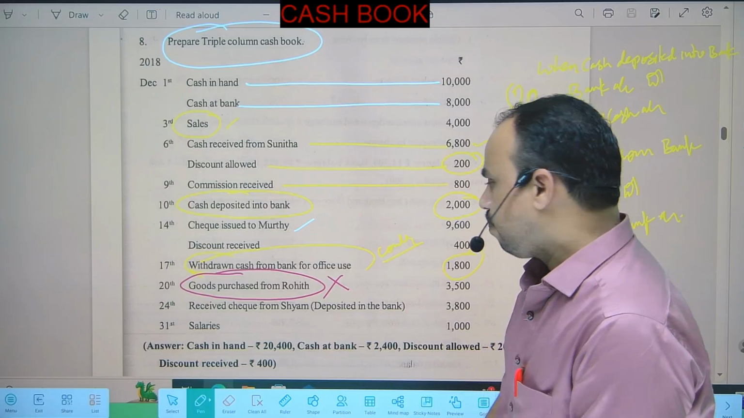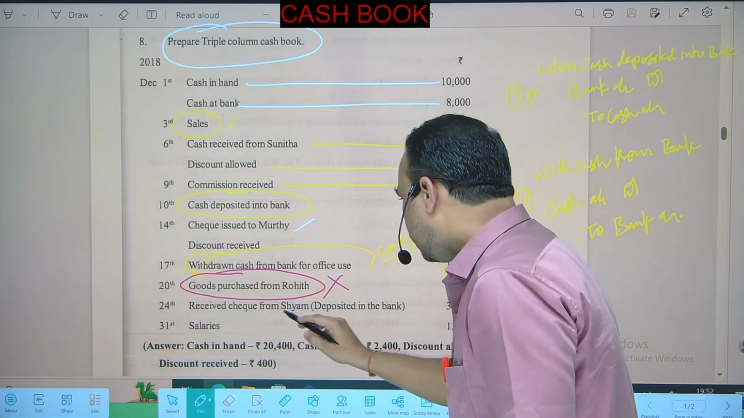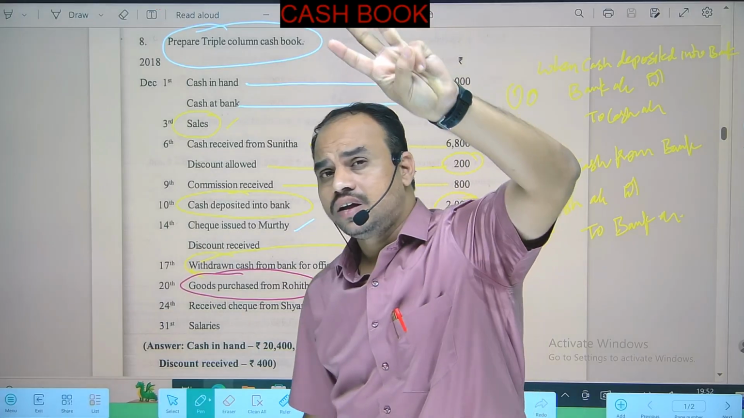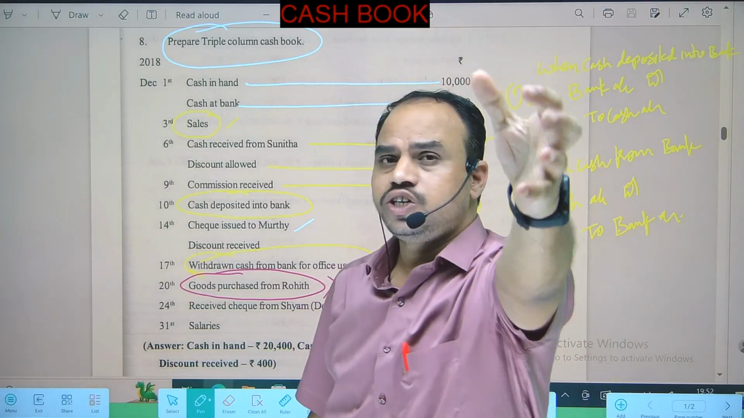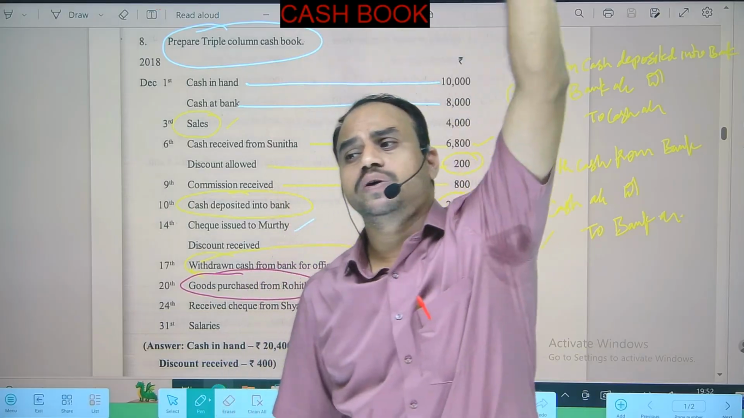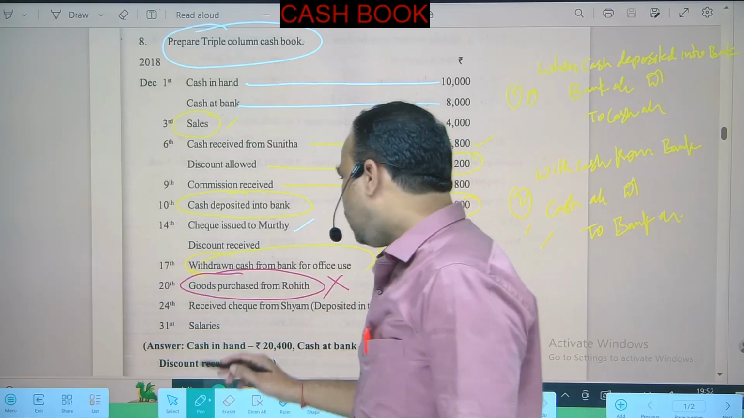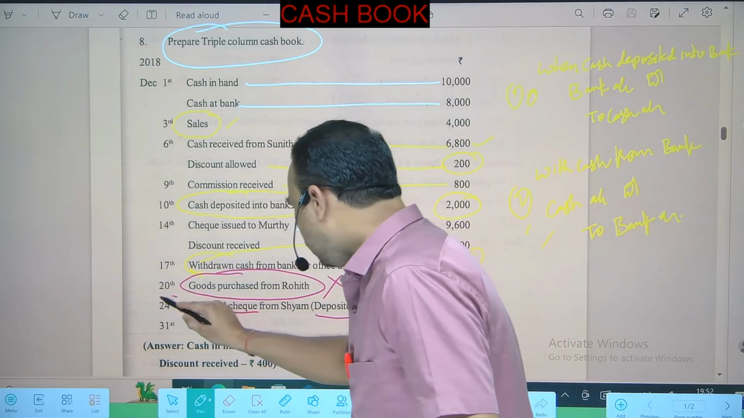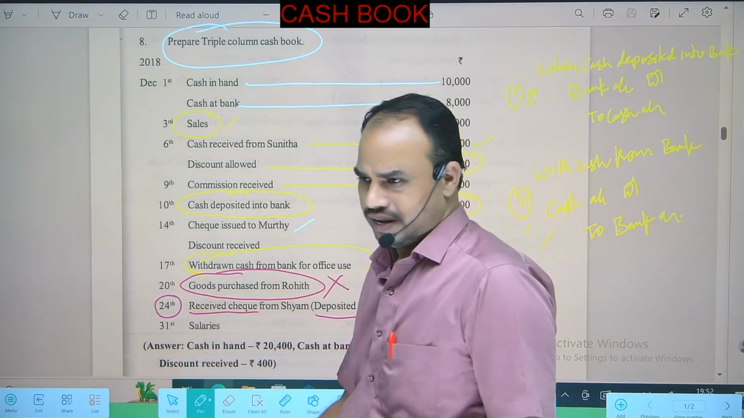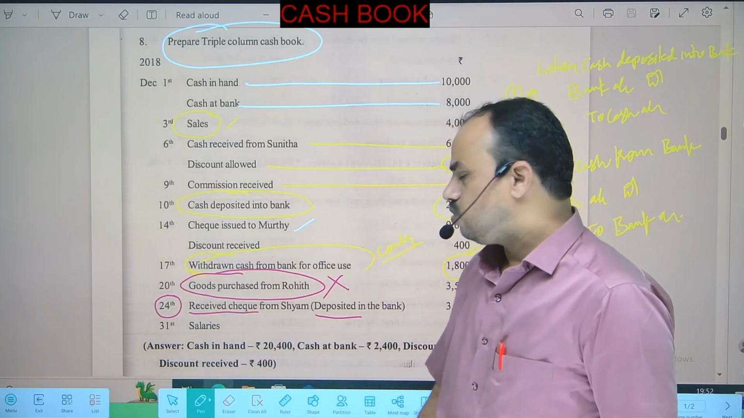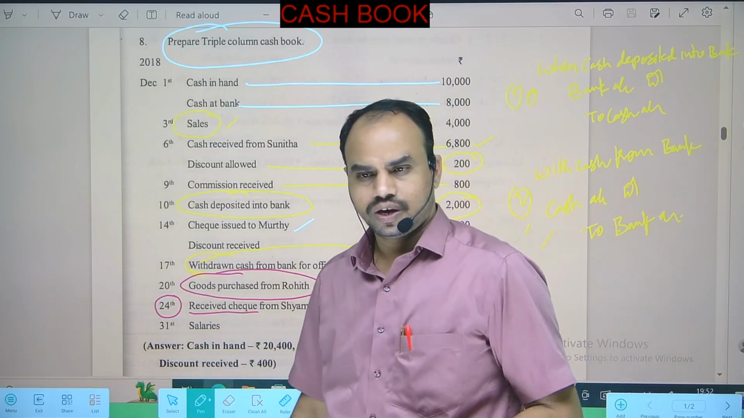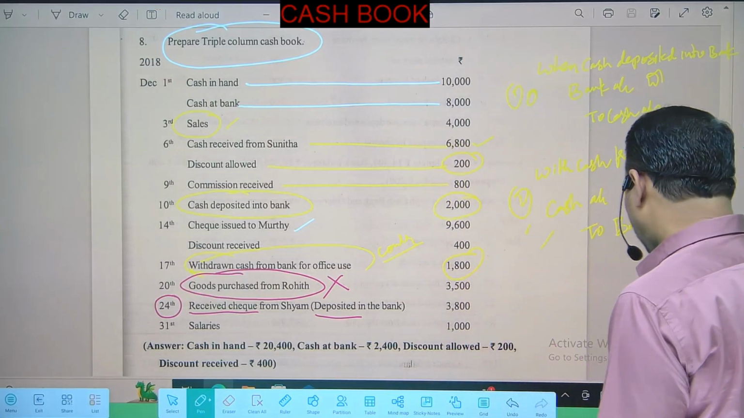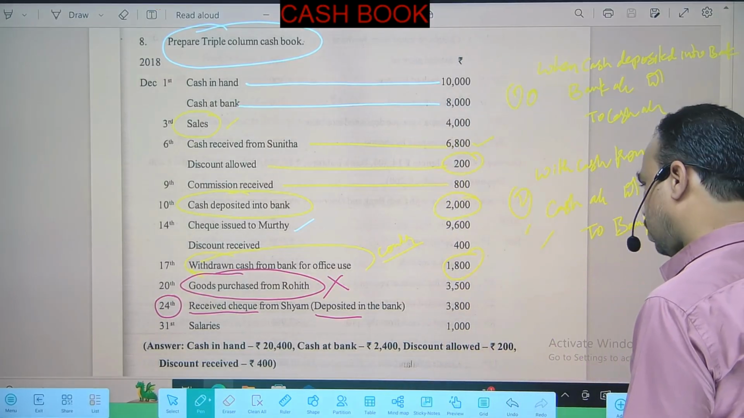Okay, next one: received cheque from Shyam and deposited in the bank. Remember the third case of contra entry: a cheque received on one day and deposited into bank on another day. But here the cheque received and deposited both happened on the same day, so it is not a contra entry. Then how to do it, sir? Received cheque from Shyam, that means cash is coming into business, so on the debit side we have to write to Shyam, and write the amount in the bank column.